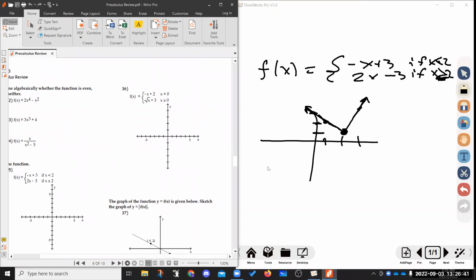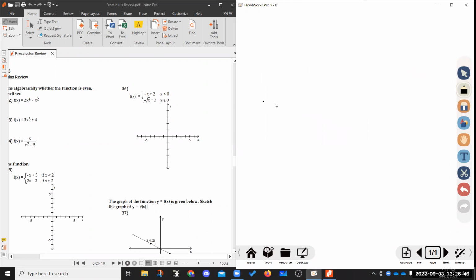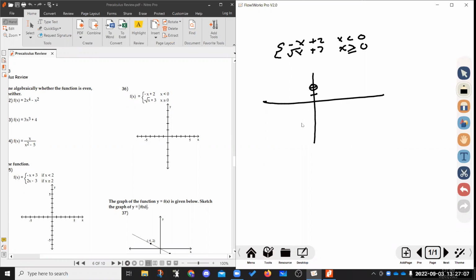Now we're going to have some pieces that aren't linear. So I'm going to do this again. The first piece is negative x plus 2 when x is less than 0. That's not bad, that's linear. But now we have the square root of x plus 3 when x is greater than or equal to 0. So when x is 0, we're going to have a not included y-intercept of 2. We have a slope of negative 1 again. So that's 1 left, 1 up. It's going to go this way.